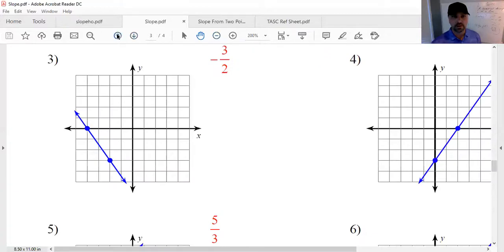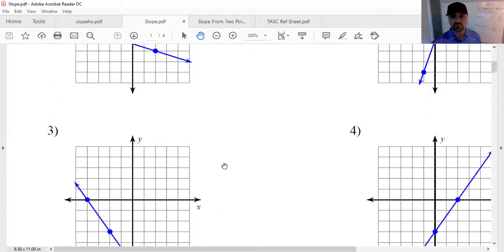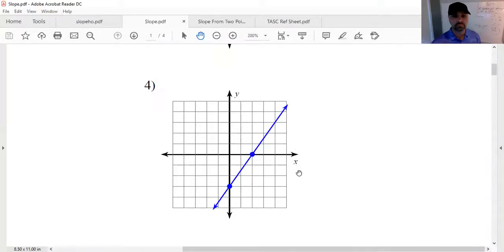Okay. All right, let's do one more on this page. Number 4. Pause your screen. All right. If you're back, which direction is this going? From left to right? From left to right, it is increasing, positive.